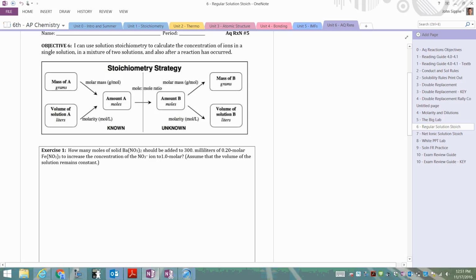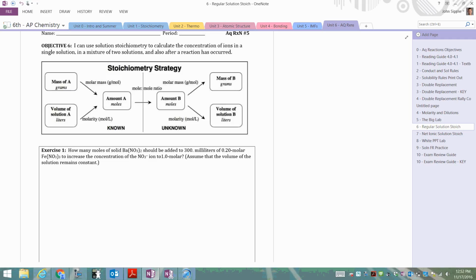Recording this lesson, they will be asking you about how much of this particular ion is in solution. Or this question here is saying, how many moles of solid barium nitrate do I have to add to the solution? They give us 300 milliliters of 0.2 molar iron nitrate to increase the nitrate ion concentration to 1 molar. So they're basically saying, we have this solution that's got nitrate in it already. How much more do we need to add to make the concentration of nitrate this?